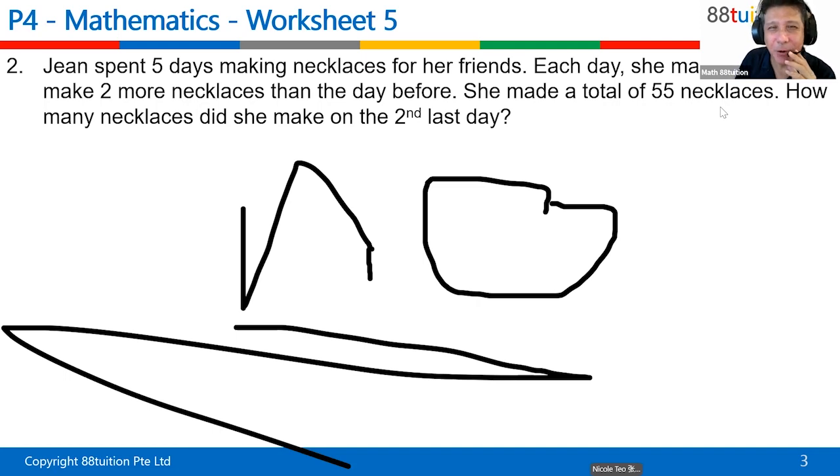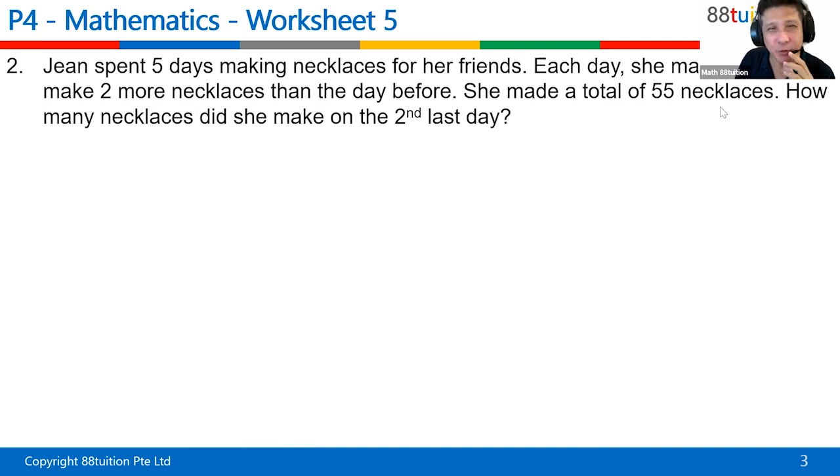Okay, I tell you what, Nicole. Maybe I will show you the model, and then after the model, you help me to continue, all right? Nicole, be a good girl, all right? So we'll start this way.